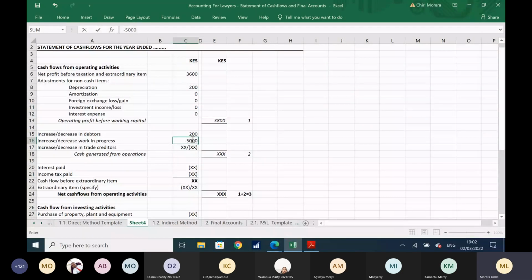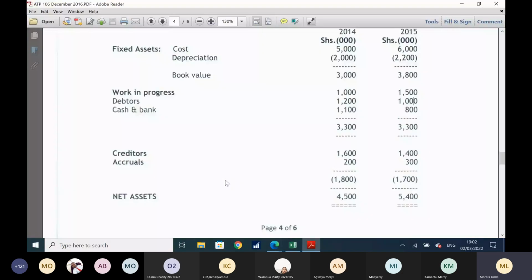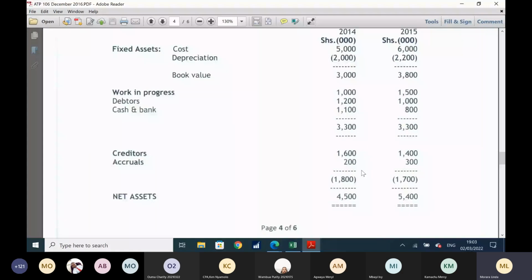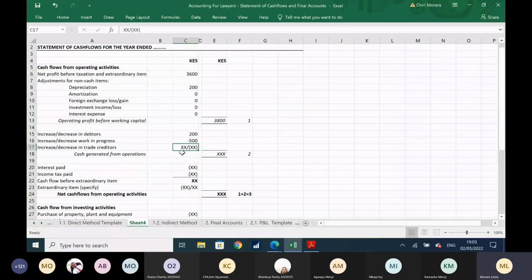The next one is the movement in creditors. I'll just merge them because the idea behind creditors and accruals is the same. So what we are being told here is at the beginning, we were supposed to pay 1,600. At the end of the year, we are supposed to pay 1,400, which means we have paid 200. Cash has left our hands, right? So that is an outflow of 200 bob. Minus 200.